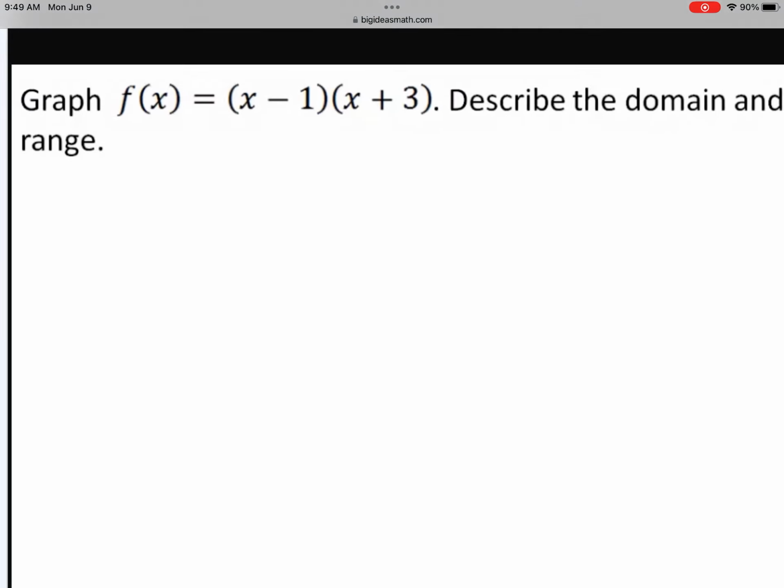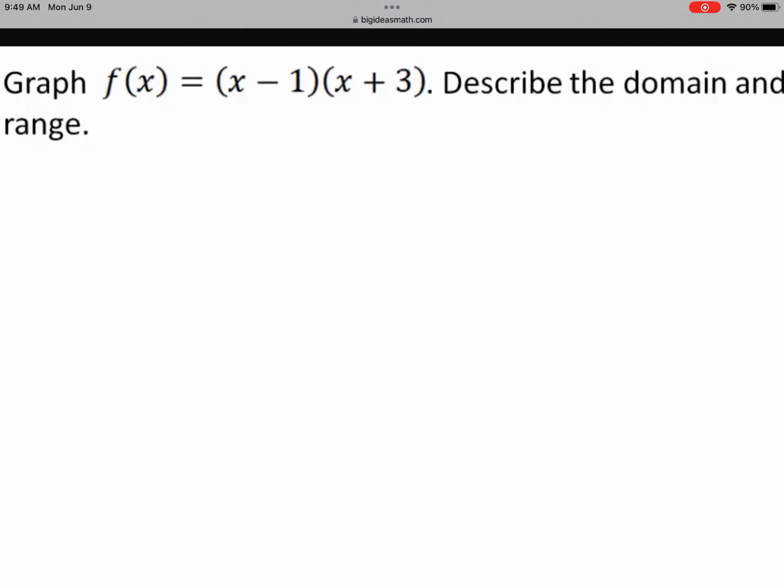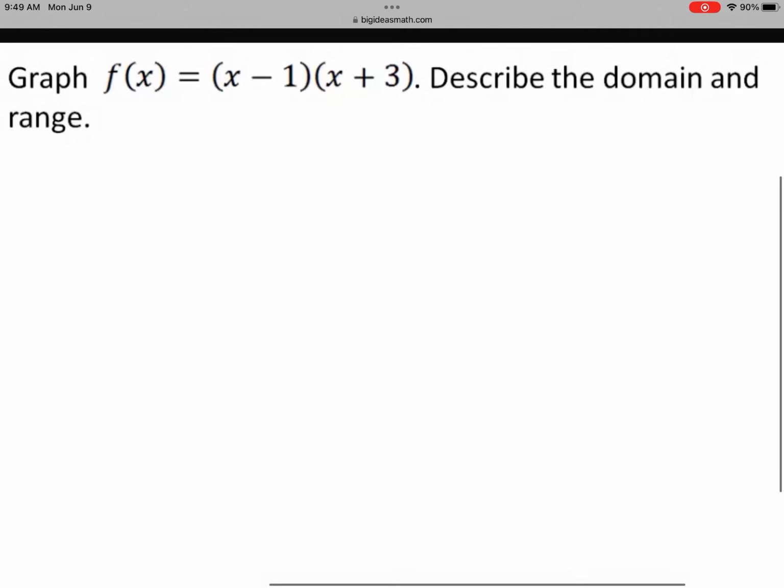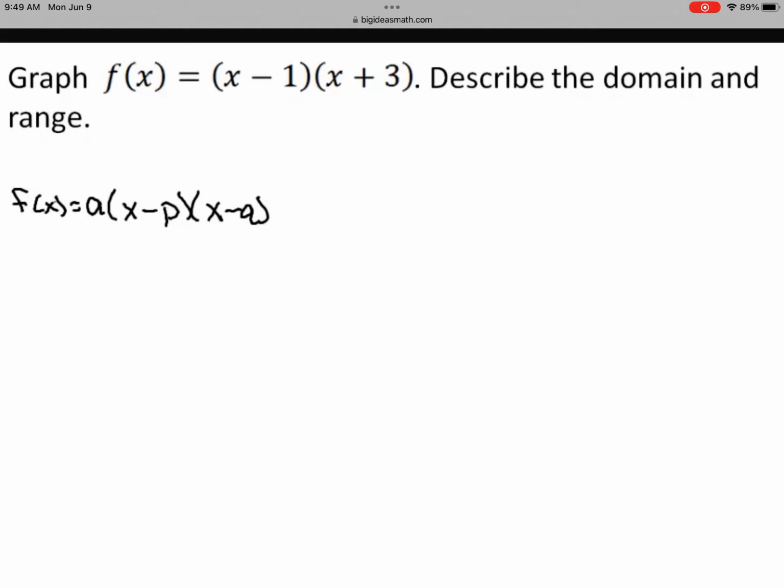Graph f of x equals the quantity x minus 1 times the quantity x plus 3. Describe the domain and range. Begin by identifying the x-intercepts. Notice that f is of the form f of x equals a times the quantity x minus p times the quantity x minus q. Rewrite the function to identify p and q.